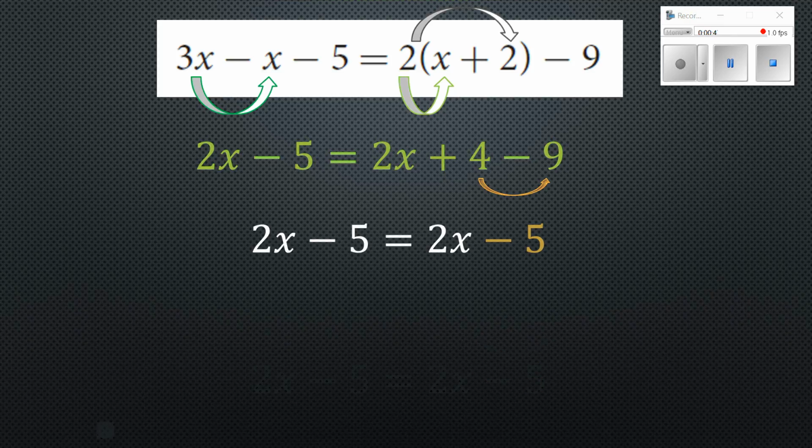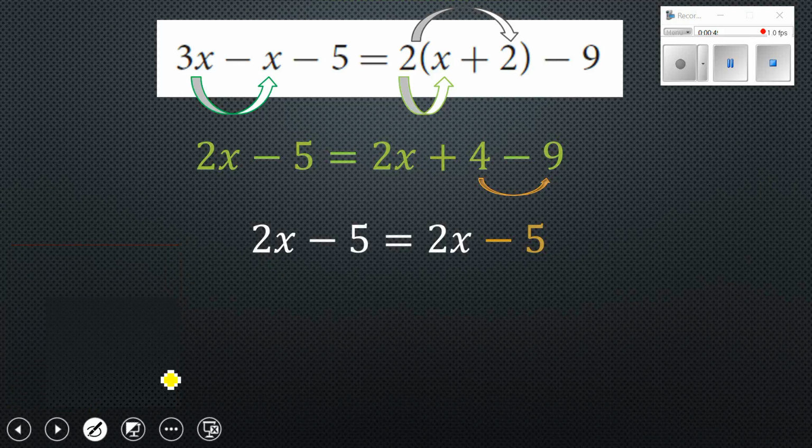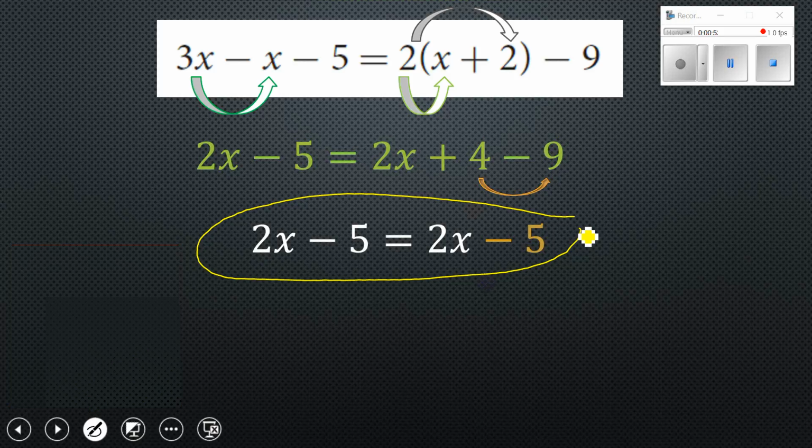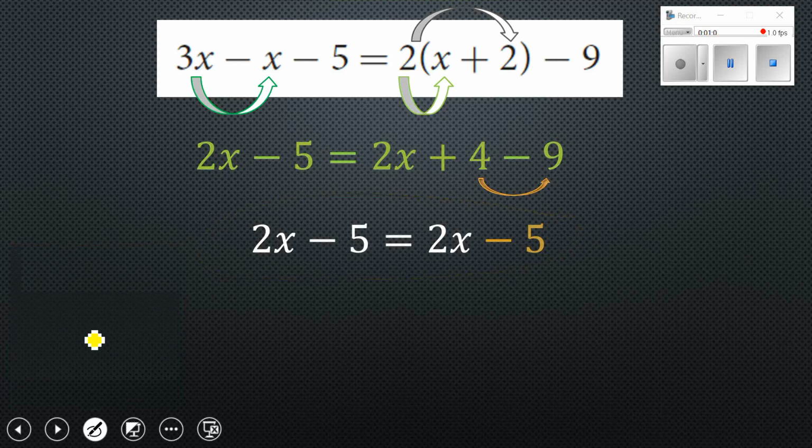Now this is our first special case that we're going to look at. And I want you to notice this step right here that I just circled. You get something equal to itself. And that should immediately alert you to this case that we're going to come to in just a second. All right, so we've got that. And then once we subtract 2x from both sides, we get negative 5 equals negative 5.